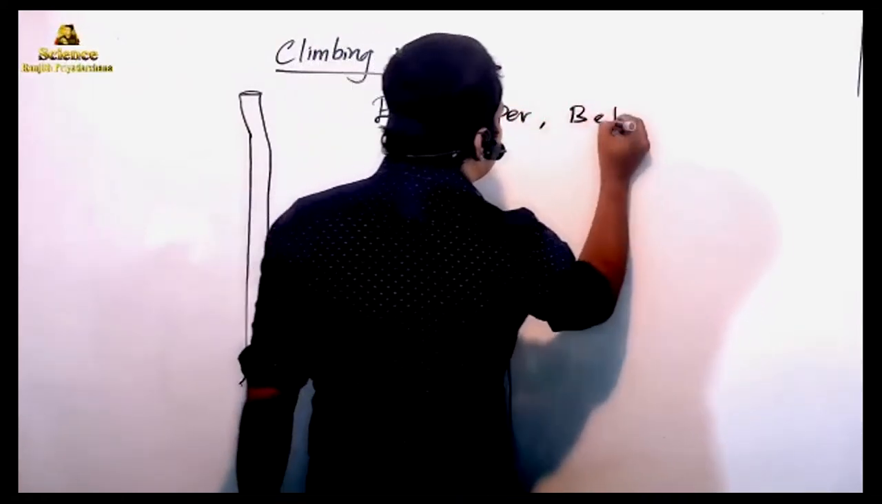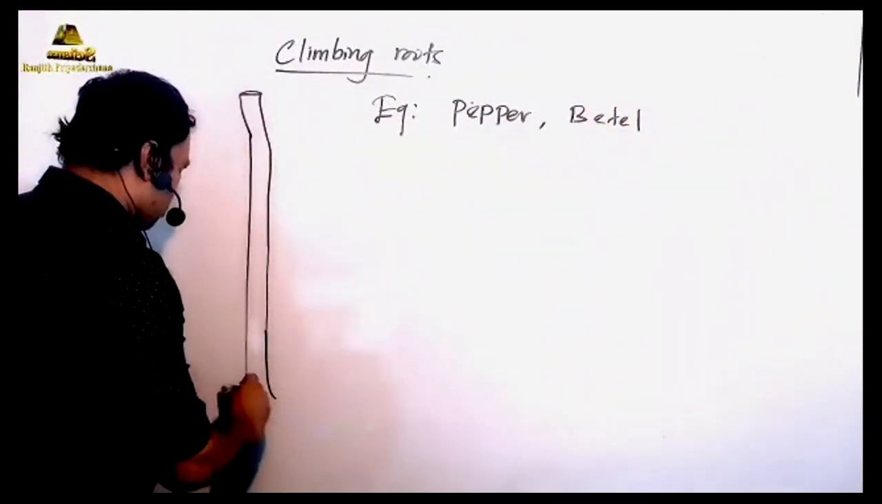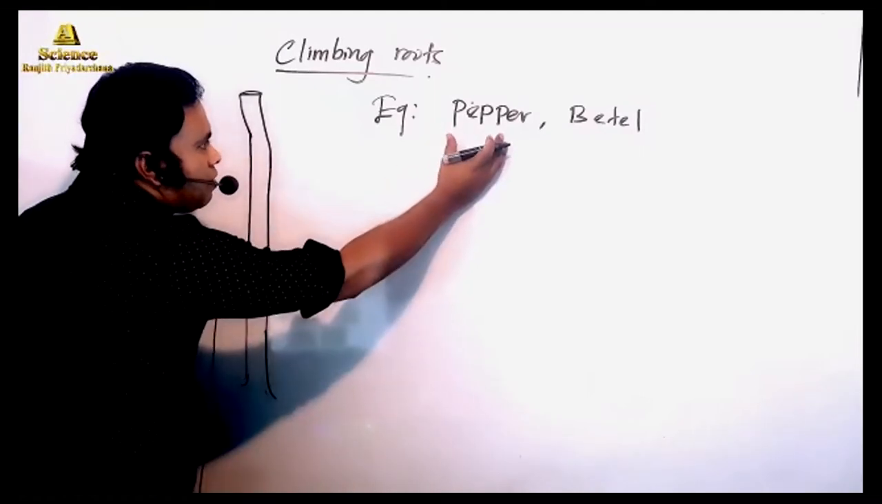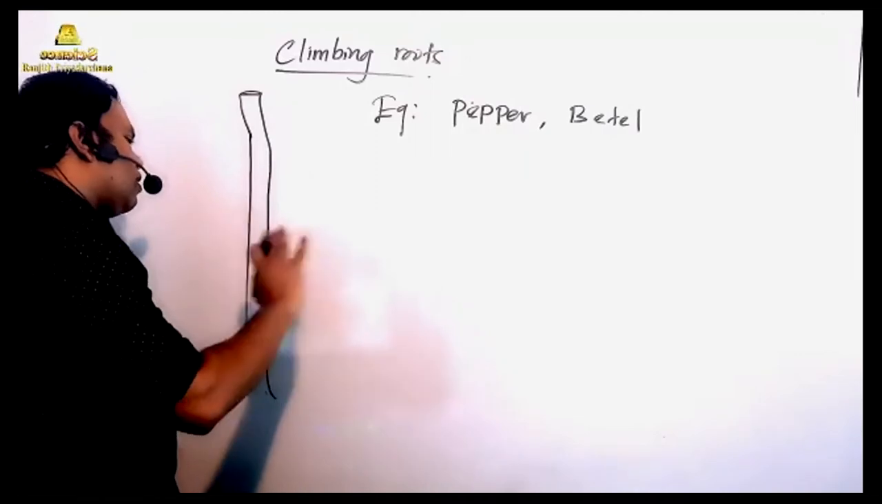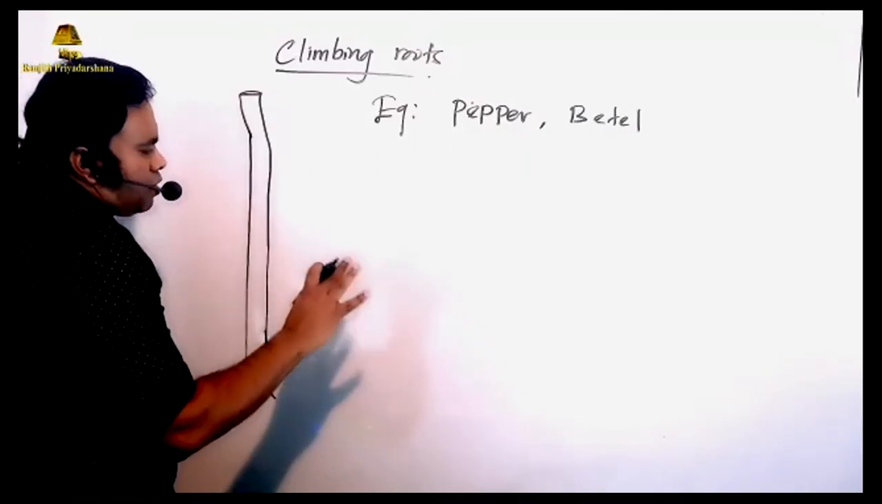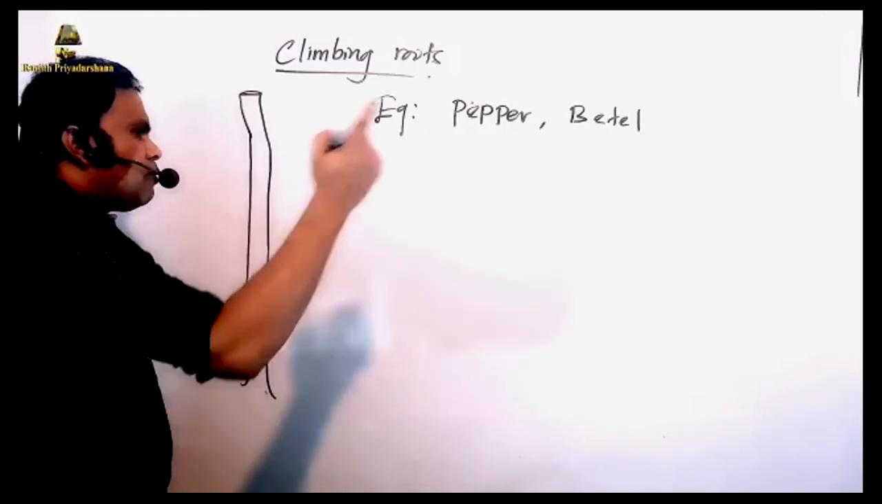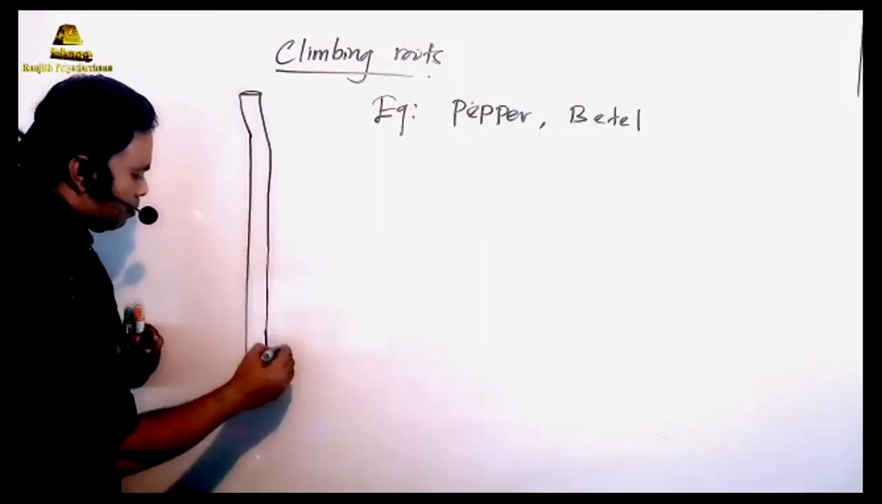Pumpkin, pepper, betel. But we consider pepper and betel, because pumpkin moves as a runner. Sometimes it has tendrils, and it goes upward by twining with its tendrils. So look at this.